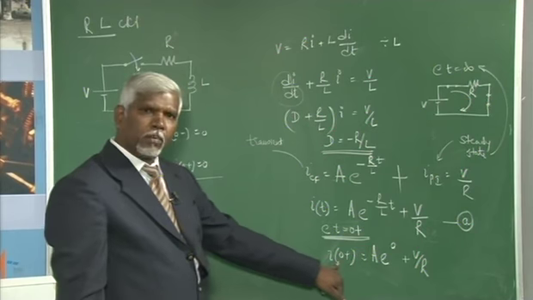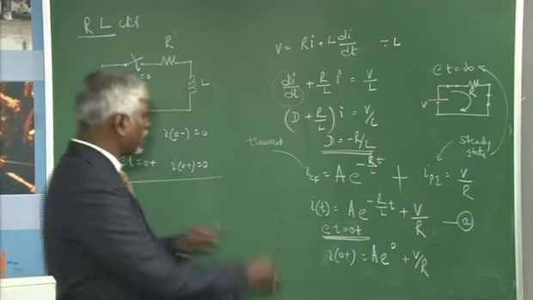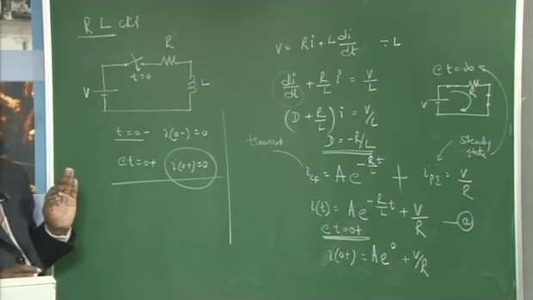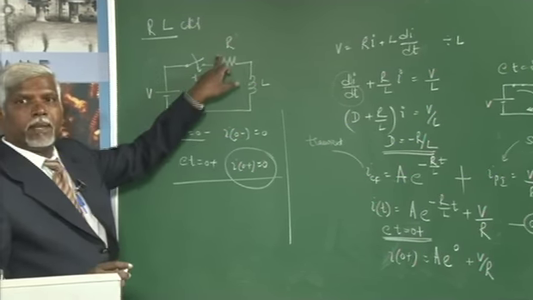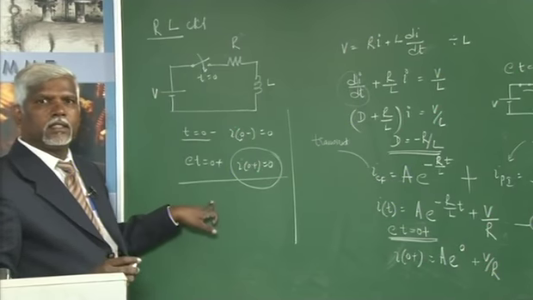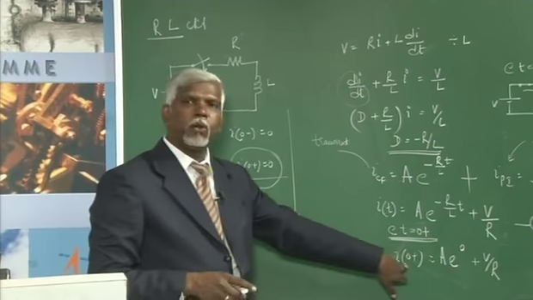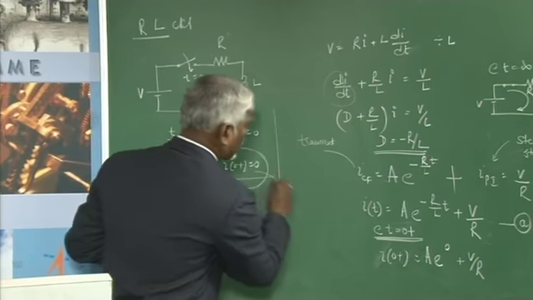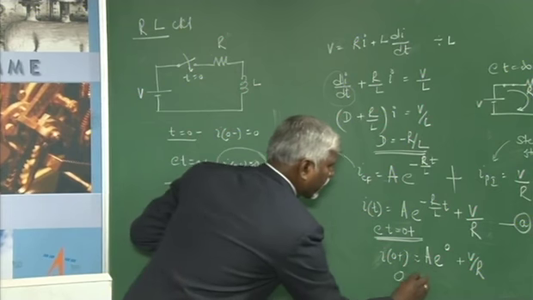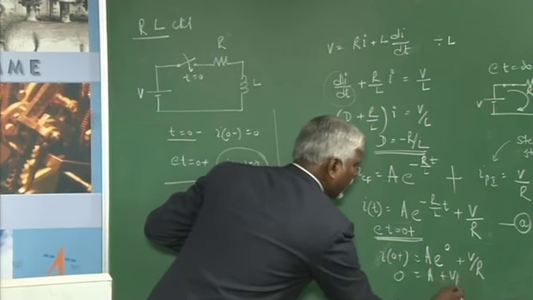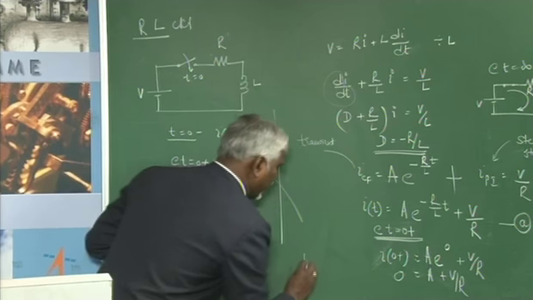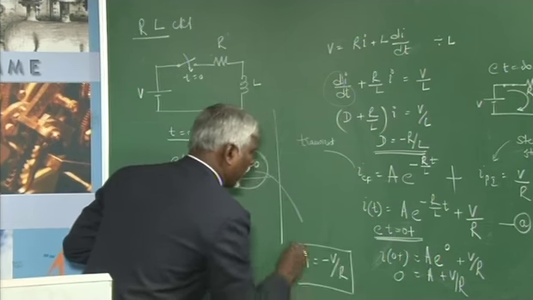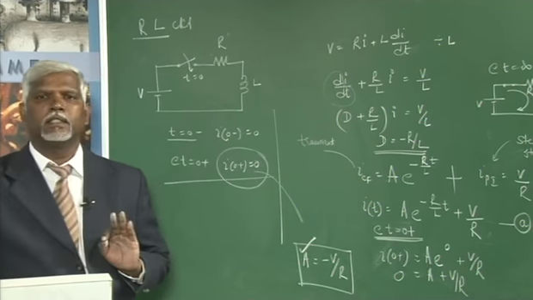Now, what is I at 0 plus? I at 0 plus, come back to this, is 0. So your knowledge of the behavior of the circuit immediately after switching will help you in evaluating your arbitrary constant A. So, what is I at 0 plus? It is 0 equal to A plus V by R. So, rearranging, A is equal to minus V by R. So, I evaluated the arbitrary constant.